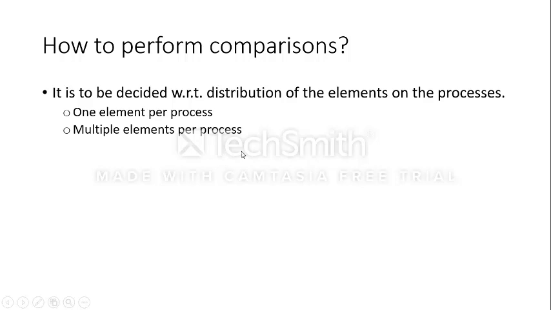Now, how to perform the comparison? One thing to be considered is how we should perform the comparison. It is to be decided with respect to the distribution of the elements on the processes: either the one element per process method is to be employed, or multiple elements per process are to be employed. That I shall explain in the next video.